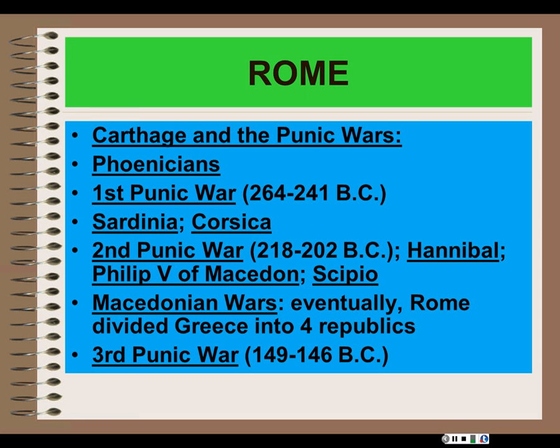And eventually, it seemed almost inevitable that these two great powers, Carthage, and by this time Carthage really had functioned as its own empire, and the Romans would come to blows. And they would fight 3 wars. The First Punic War was from 264 to 241. And during the course of that war, the Romans seized the islands of Corsica and Sardinia. That's kind of the important thing about that war.